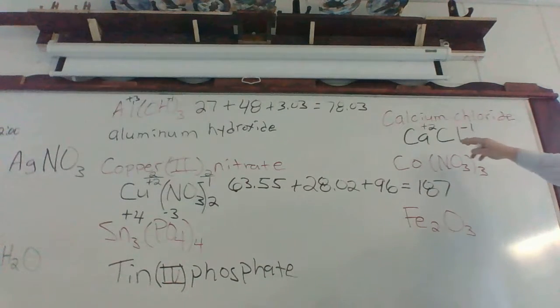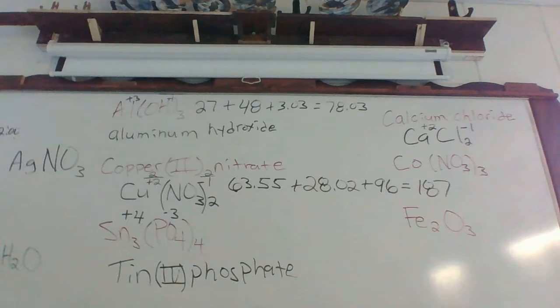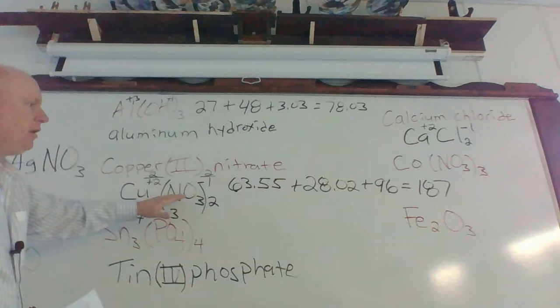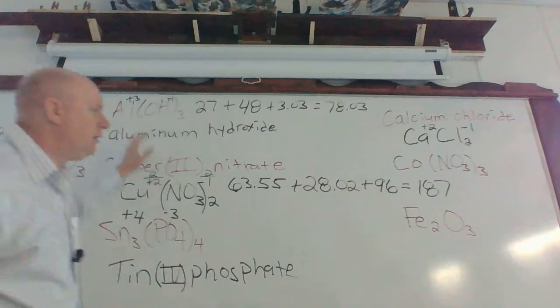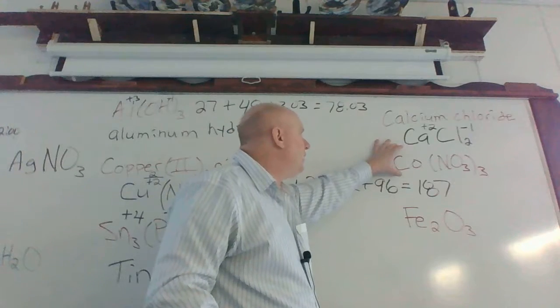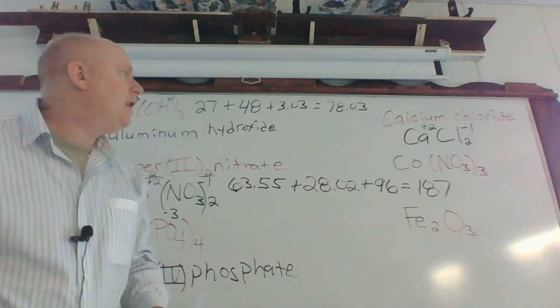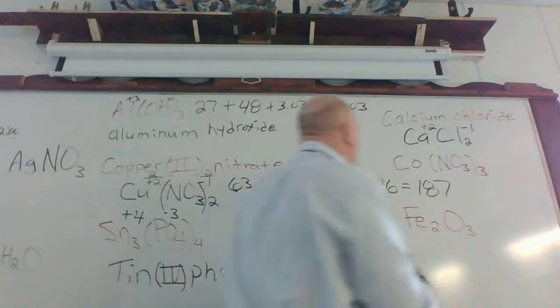And we don't need to write Roman numerals for positive ions like this because we know what the charge for calcium is, unlike elements like tin and copper that have multiple charges. Iron only has an oxidation state of +3. Aluminum, cobalt can be +2 or +3, but calcium can only be +2. So that's why you don't see a Roman numeral 2 after the calcium.